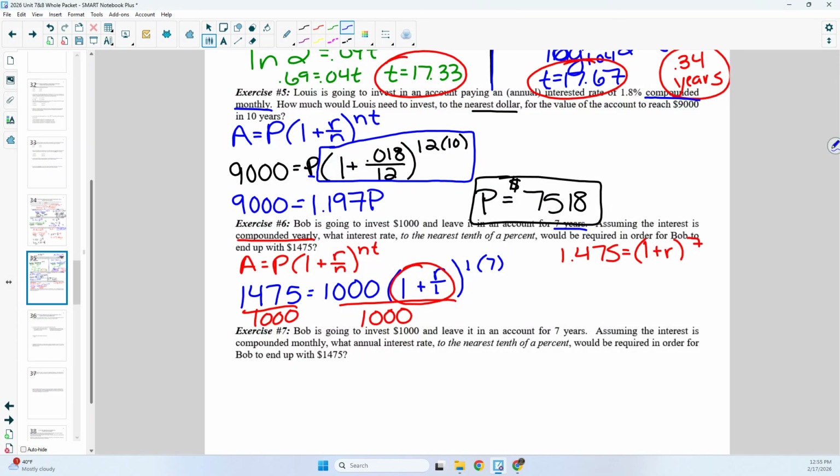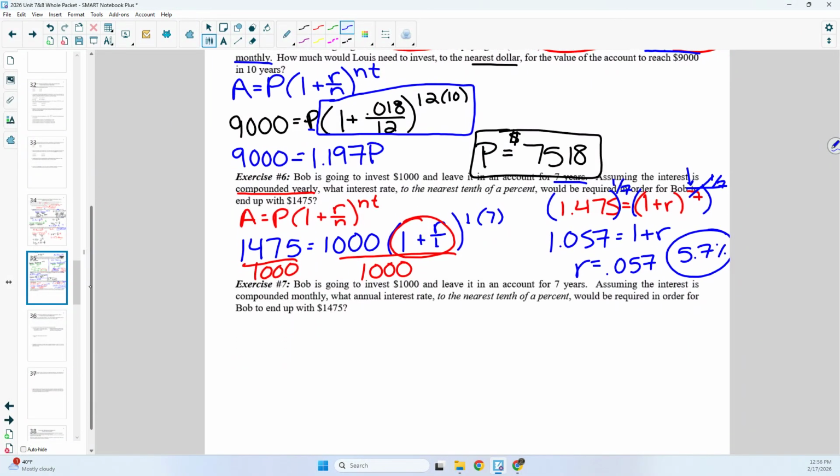So the next thing, it's tempting to want to use logs, but this is a numerical exponent, so I have to use the reciprocal power because the next thing I need to get rid of is that exponent. So 1.475 to the 1/7 is 1.057 approximately, and I have 1 plus r left because this canceled. And so I just subtract 1 and I get my r is 0.057, which means the percent I need is 5.7%.